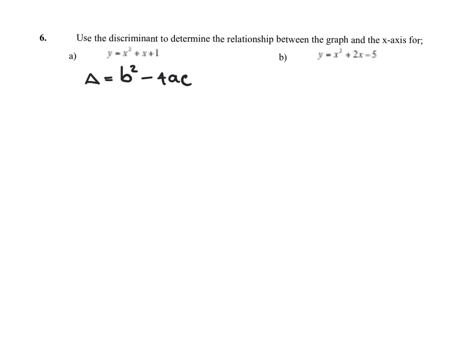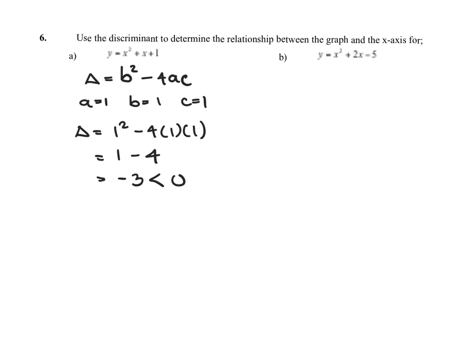Okay, so let's first establish what the values of a, b, and c are. So a is equal to 1, b is equal to 1, and c is equal to 1. And next, substitute b: 1 to the power of 2, take away 4 times 1 times 1, and it's equal to 1, take away 4. So take away 4 and it's equal to negative 3, which is less than 0.